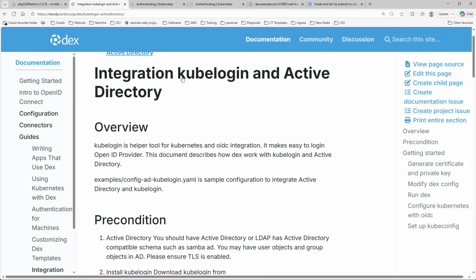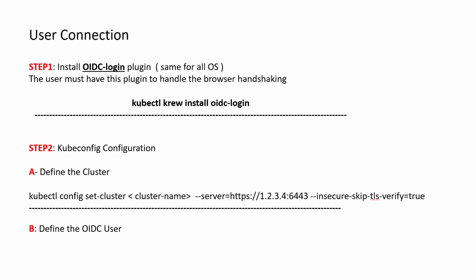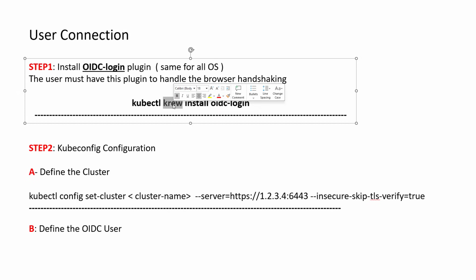So let's go back to the Dex document. To install kube-login, we can use this one, kubectl krew install oidc-login. Krew is a kubectl plugin manager. Also, I have a separate video for this one. I will pin it here and you can watch it later. So at first we need to install krew, and after that we can use it to install this plugin.